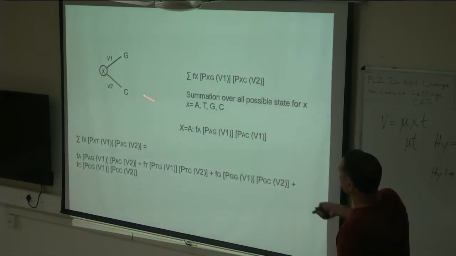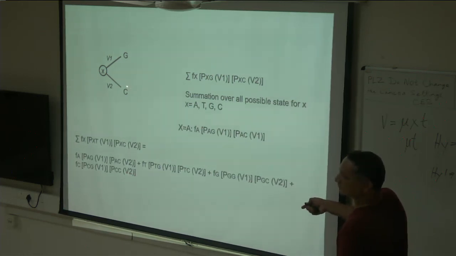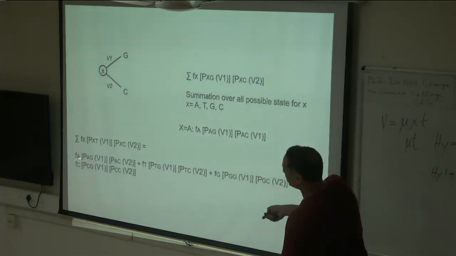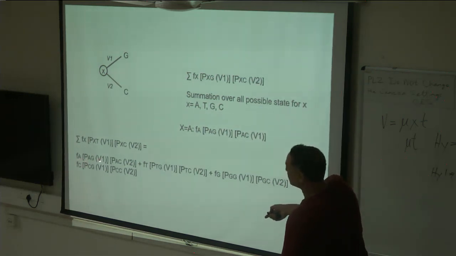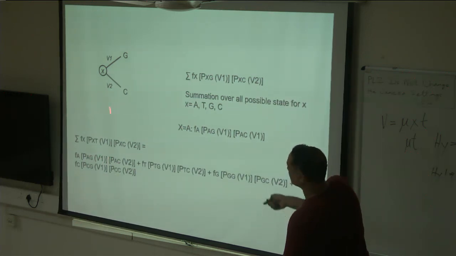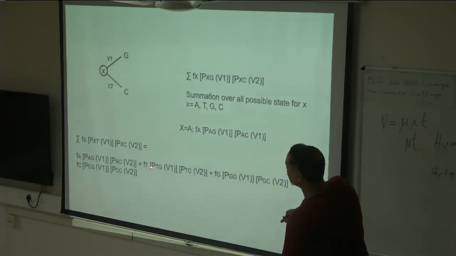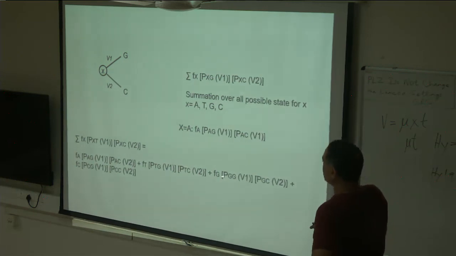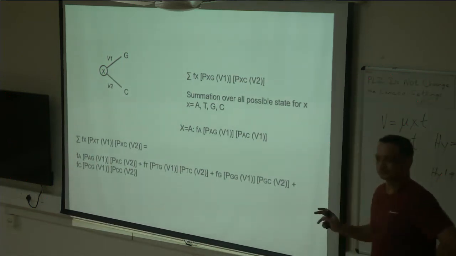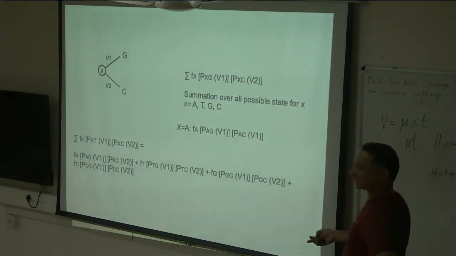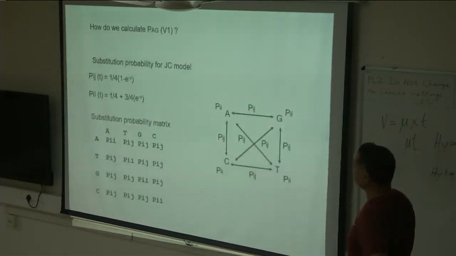We just expanded this because it could be A, T, G, and C. So we say, okay, if it is an A, prior probability of A, then A to a G given branch length V1, then A to a C given branch length V2. If this were a T, T to G given V1, T to C given V2. If it were a G, and so on. That's actually quite doable, right?